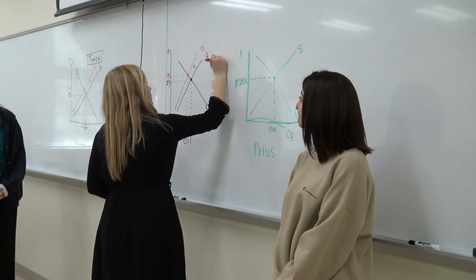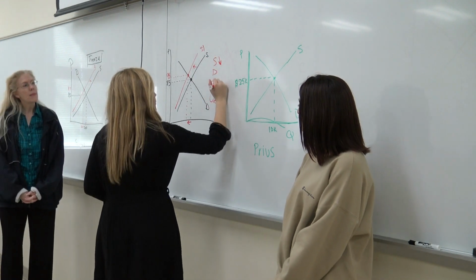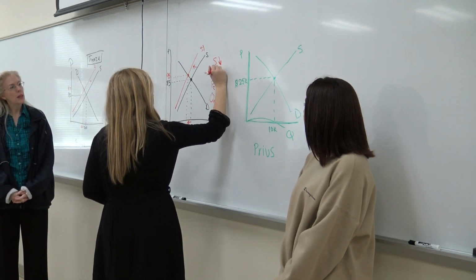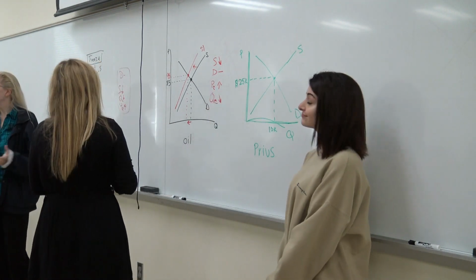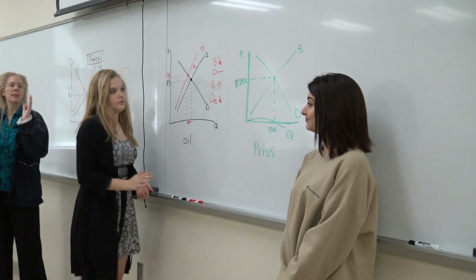Supply went down. The price went up. Demand stayed the same. And quantity went down. Okay, perfect. Everyone agree? Agree. All right, good.